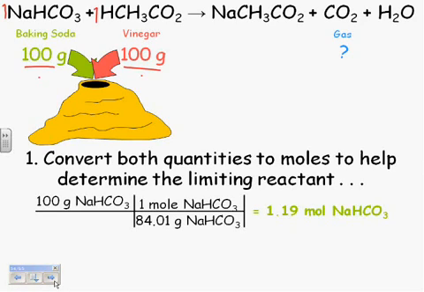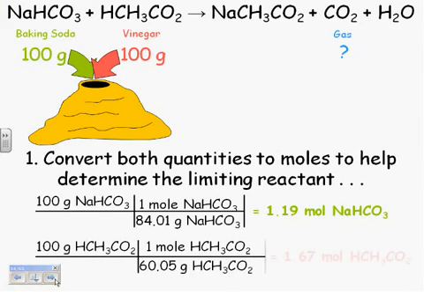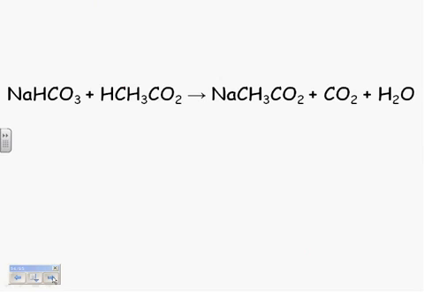And it turns out I've got 1.19 moles of baking soda. I do the same thing with the vinegar, using the molar mass for vinegar, of course, not the molar mass for baking soda. And I get 1.67 moles of vinegar. Okay. Now, the next step is you need to compare those numbers using the chemical reaction.